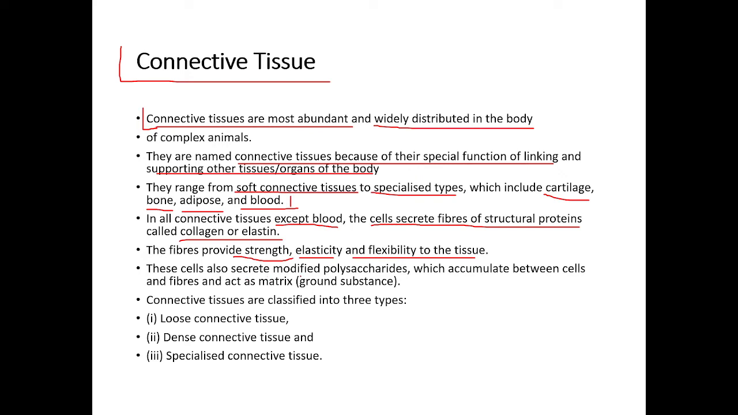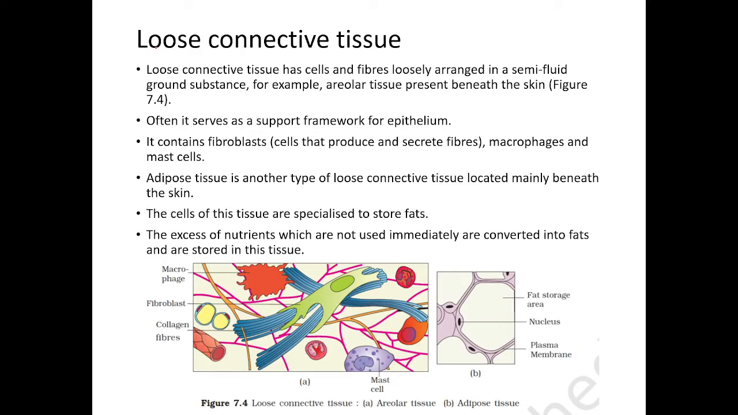These cells also secrete modified polysaccharides, which accumulate between the cells and fibers and act as a matrix, which actually helps as a ground substance for adherence of these cells. The connective tissues are classified into three different types. The first one is loose connective tissue, then dense connective tissue, and specialized connective tissue. First of all, we'll see loose connective tissue.